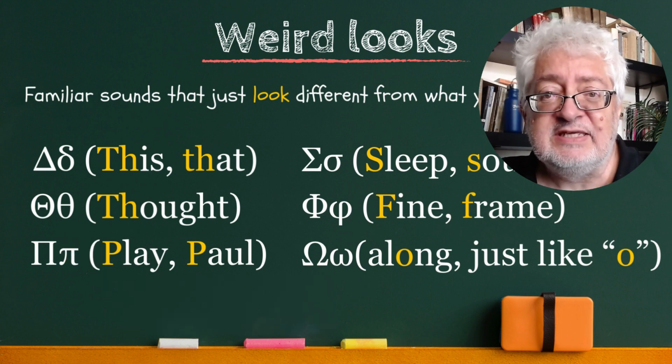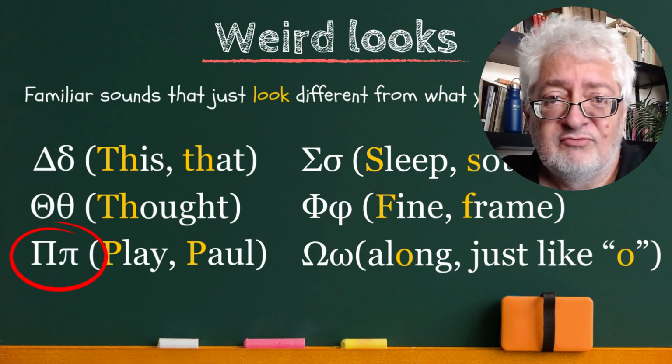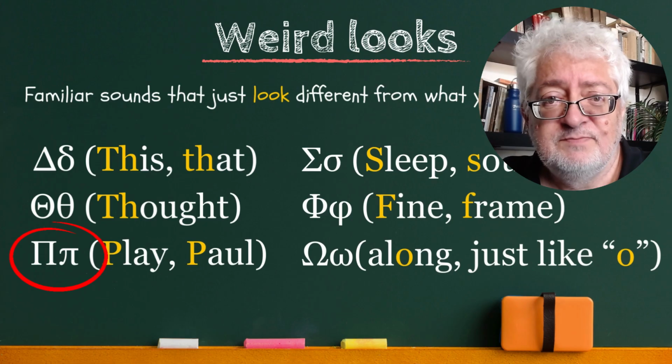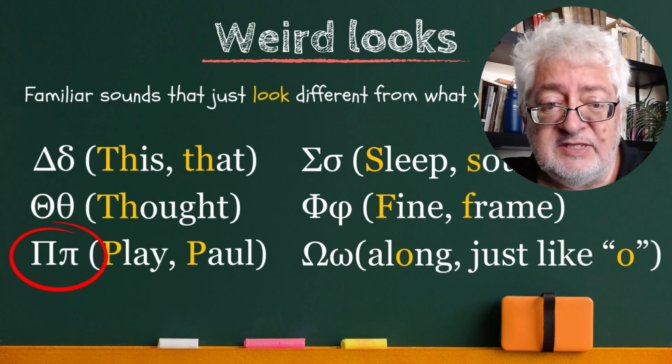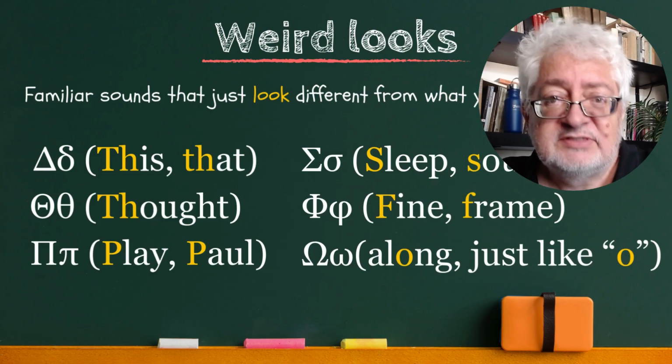Then we have the pi, which in mathematics, in English you pronounce it pi wrongly. It's actually called pee, and the pi is exactly the sound of play and Paul, so it's a P sound.